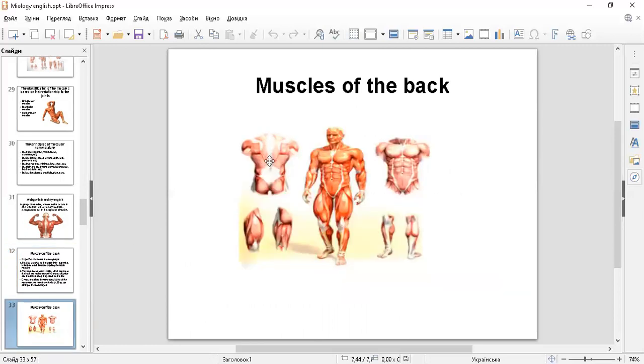Muscles of the back. Musculus trapezius, musculus latissimus dorsi, levator scapulae muscles.